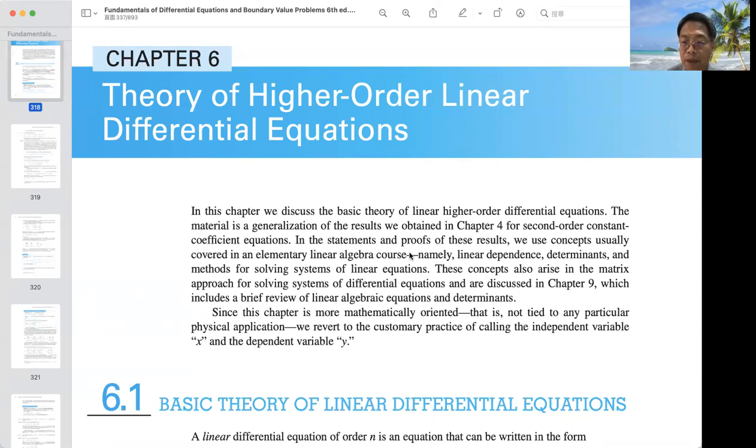Basically, this chapter is an extension of chapter 4. Mathematicians like to generalize everything. So in chapter 4, we only talked about second order linear differential equations. Here, we want to generalize to nth order linear differential equations. So you can think of chapter 4 as a special case of chapter 6. Everything is almost the same as chapter 4, just more general, that's all.